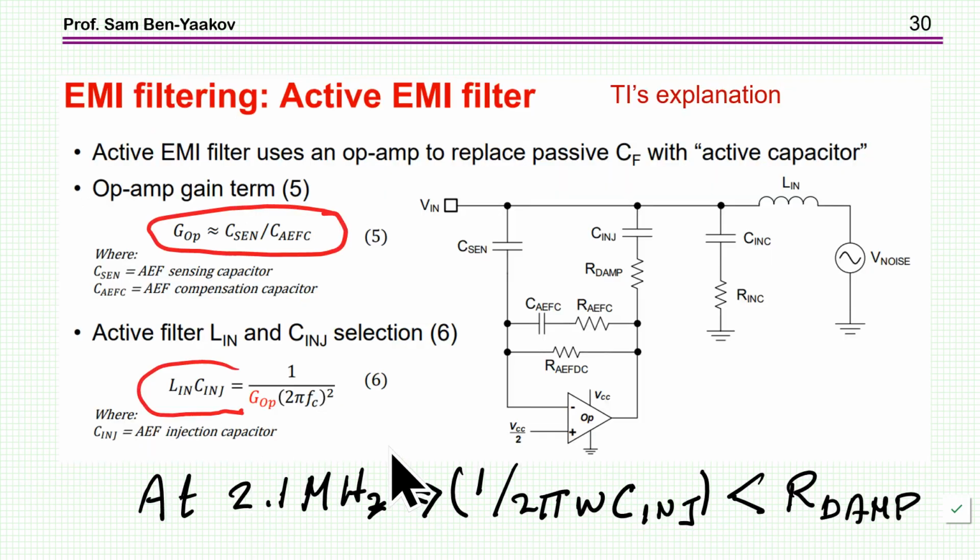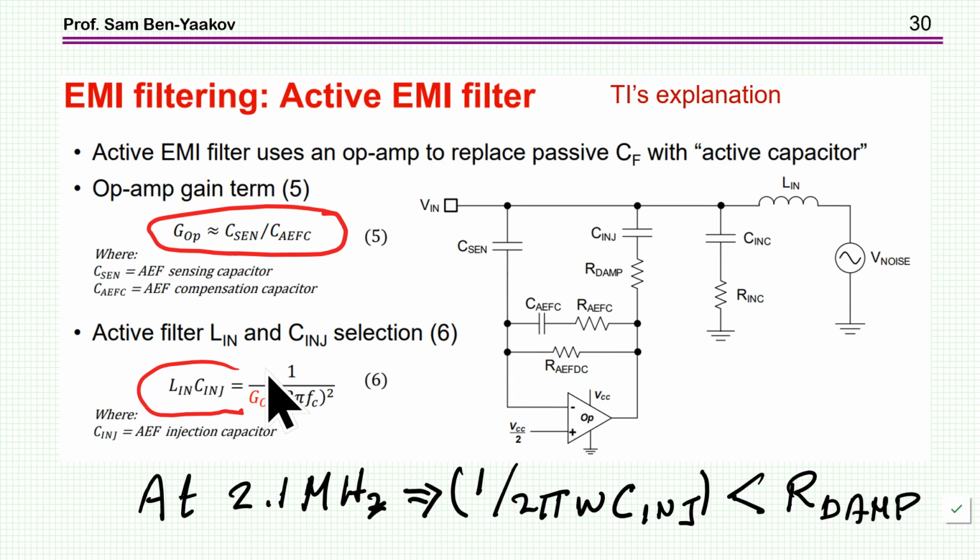So now we come to the explanation of Texas Instruments, and they are saying that the gain of this unit is dependent on C sense and C AEFC, the active EMI filter. Well, this is not correct. As we have seen, it's primarily this resistor and not this capacitor.